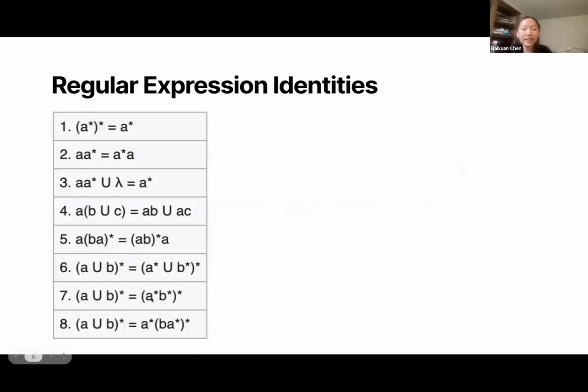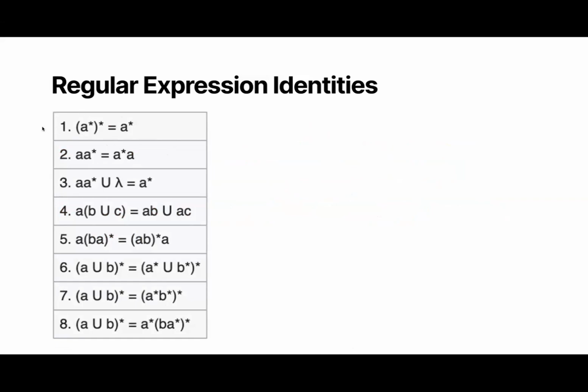Okay, so these are the identities of regular expressions, and you don't really need to memorize them. It will make sense when you do it. But yeah, here are the identities. A closure of A closure is just equal to A closure, and then A closure A is equal to A A closure, which is basically concatenation, which means that this one is saying there has to be one A followed by 0 or more A's, and this one is saying 0 or more A's followed by one A, which are basically the same thing.